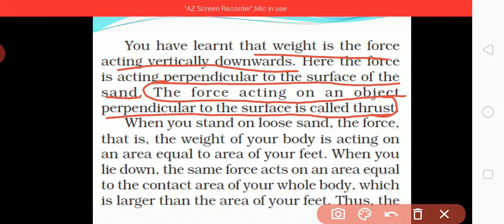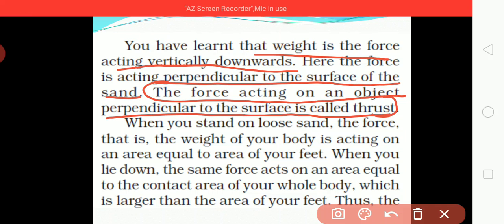That is our thrust. Once again I am repeating: a particular force which acts on an object or a substance perpendicular to the surface is called thrust. A force which acts perpendicular to the surface of an object is said to be a thrust.